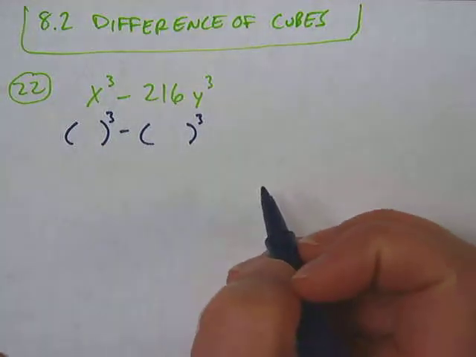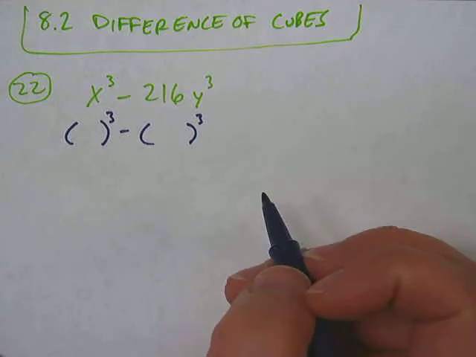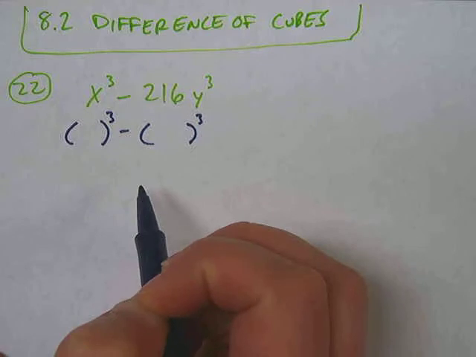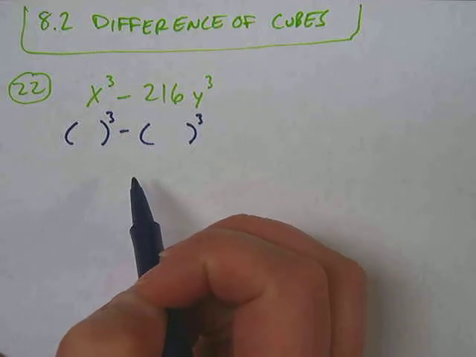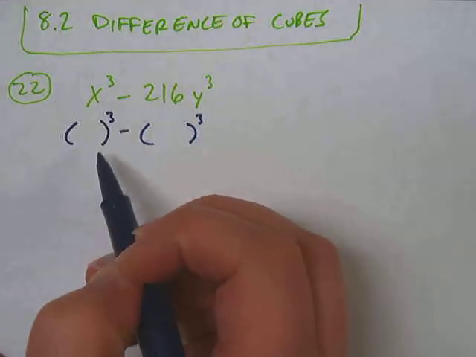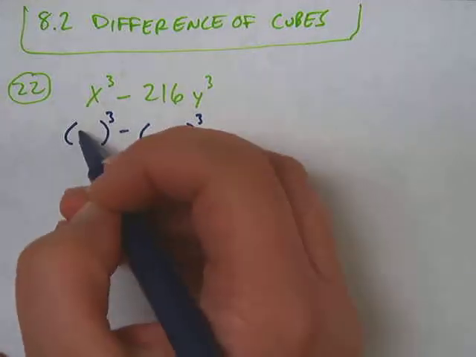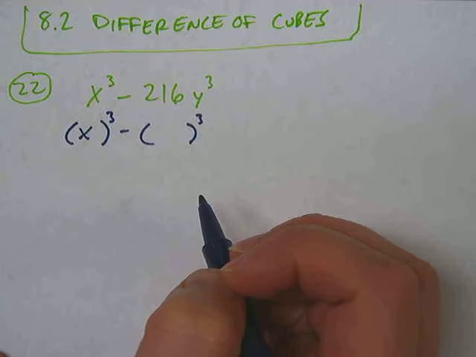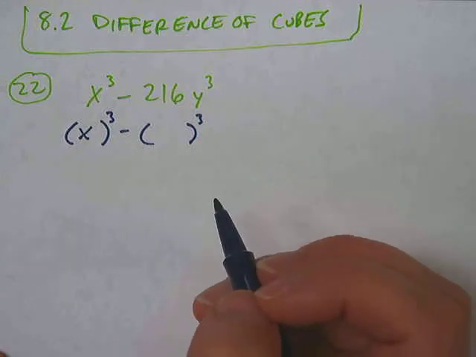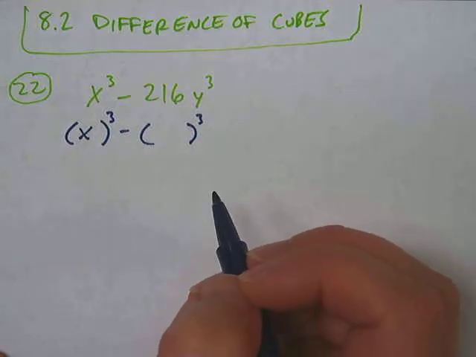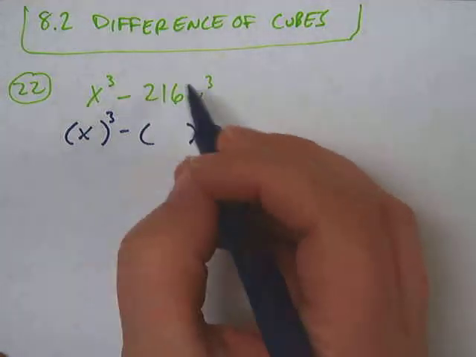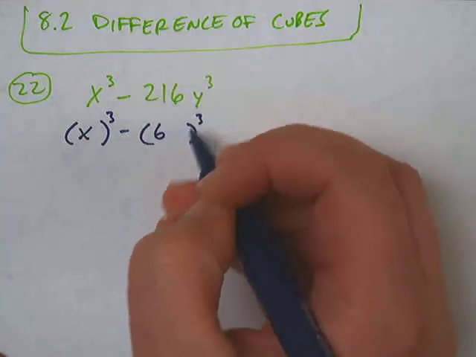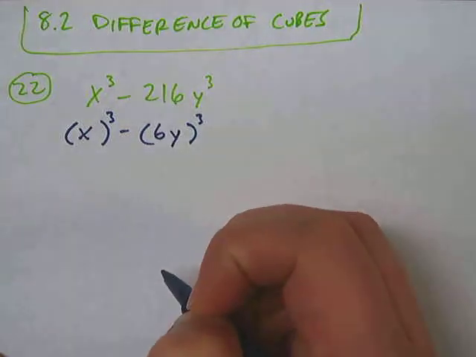And what we always want to do first is check for a greatest common factor. In this case, there is no greatest common factor between these two terms, but we always want to check for that first. So writing the first term as something cubed, well, x cubed is just x cubed. And then 216 y cubed. So for that one, if we cube root 216, that will give us 6. And then y cubed, of course, is just going to be y.